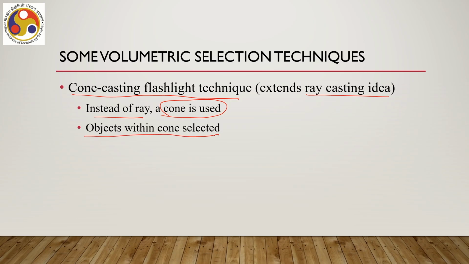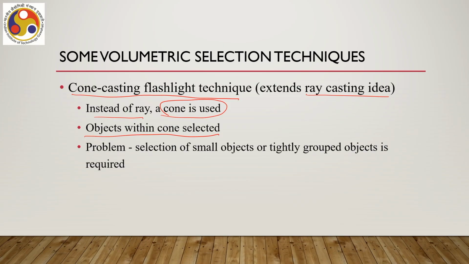Since the cone is volumetric, multiple objects may come within its extent and those objects get selected. The problem is that selection of small objects or tightly grouped objects may be difficult. So, when we cast a cone, since essentially it is volumetric, it encapsulates multiple objects. Now, if we want to select smaller, fewer objects, then that becomes difficult.